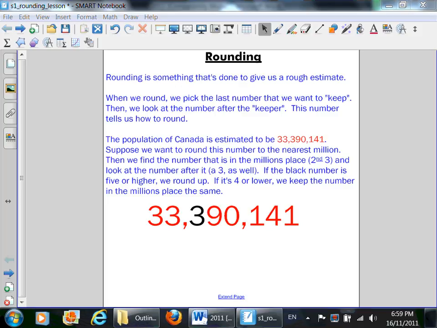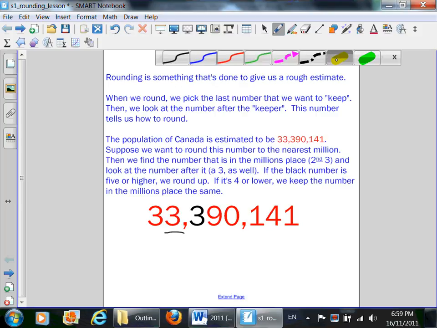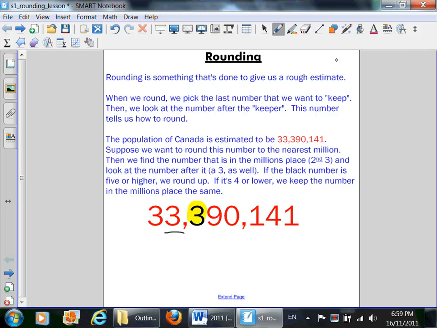The population of Canada is estimated to be 33,390,141. Suppose we want to round this number to the nearest million. Then we find the number that's in the millions place. That's this 3 right here. And then we look at the number after it. The number after it is this 3 right here.